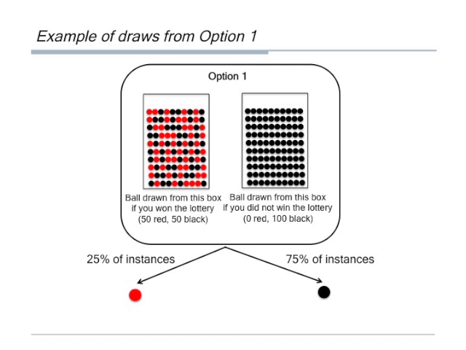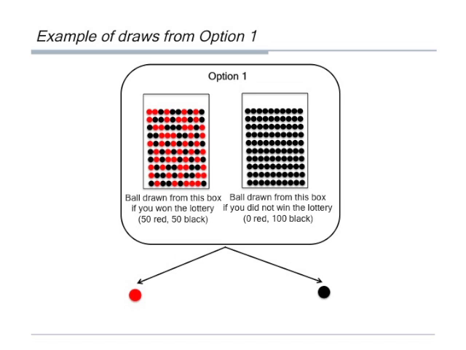You can expect to see a red ball from option 1 25% of the time and a black ball 75% of the time, because for half the participants who won, the computer will draw a ball from the left box, getting a red ball in half of those instances and a black ball in the other half of those instances. And for the other half of the participants who lost, the computer will draw from the right box, always getting a black ball. So overall, you can expect to see a red ball 25% of the time and a black ball 75% of the time.